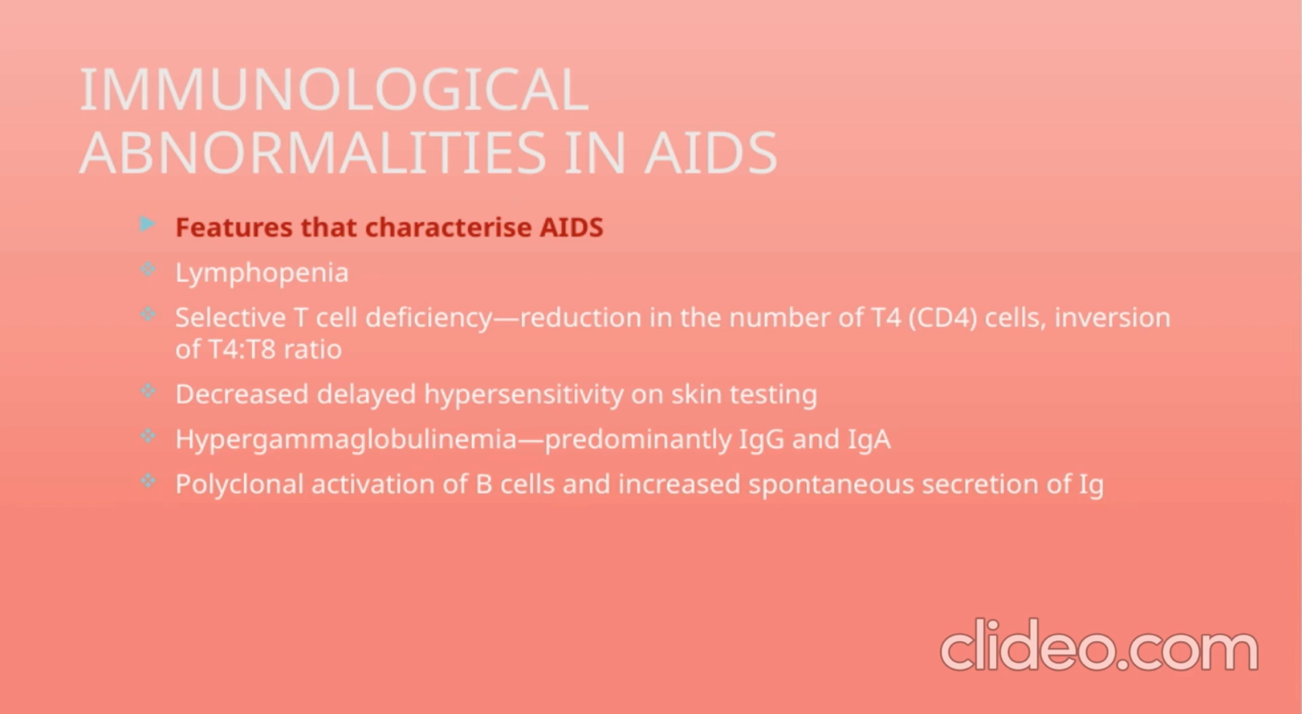Instead, it reflects polyclonal activation of B cells, leading to increased spontaneous secretion of immunoglobulins. All of these abnormalities, decreased T cell counts, altered ratios, impaired hypersensitivity, and abnormal antibody levels, highlight how AIDS fundamentally disrupts both cellular and humoral immunity. Understanding these changes helps us grasp the profound immune deficiency that underpins the disease.